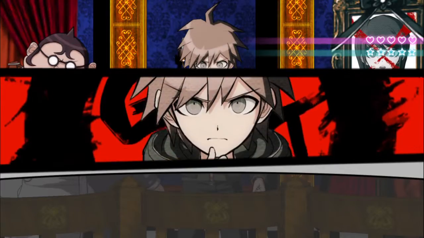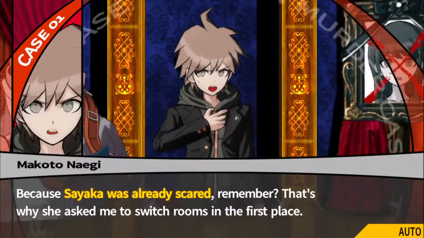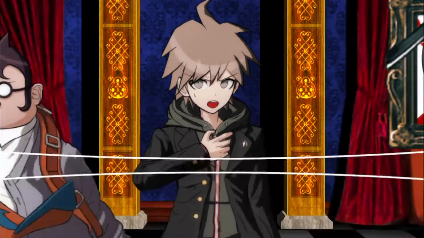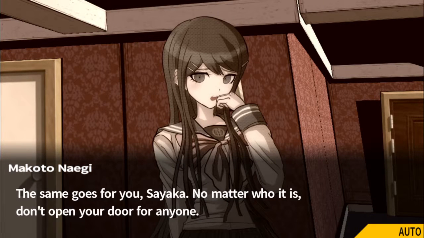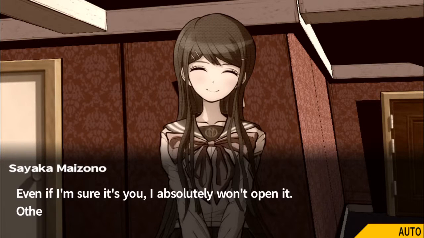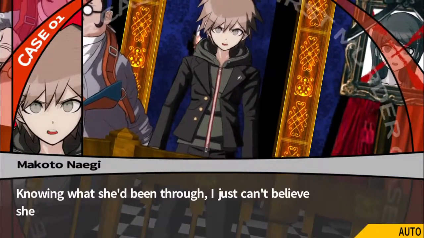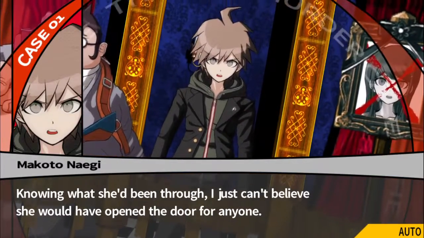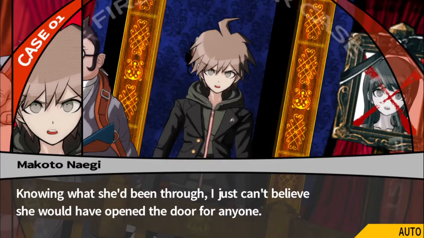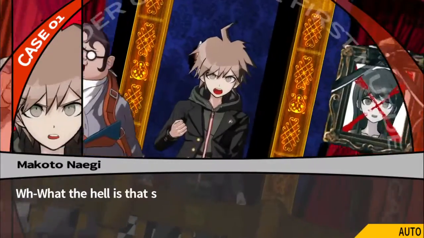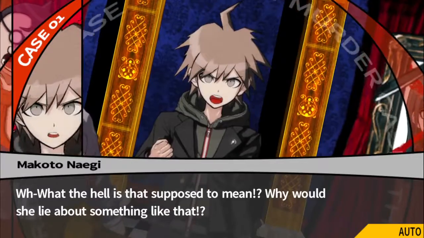I got it! Because Sayaka was already scared, remember? That's why she asked me to switch rooms in the first place. Knowing what she'd been through, I just can't believe she would have opened the door for anyone. What if her being scared was a lie? Huh? What the hell is that supposed to mean? Why would she lie about something like that?